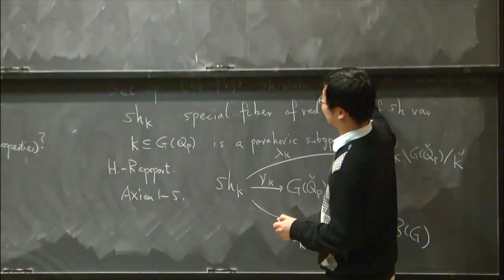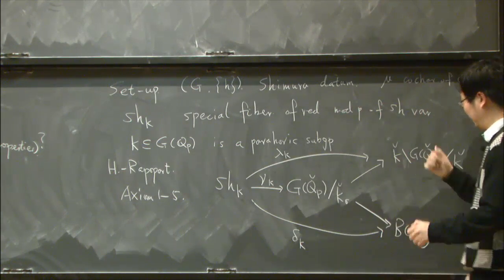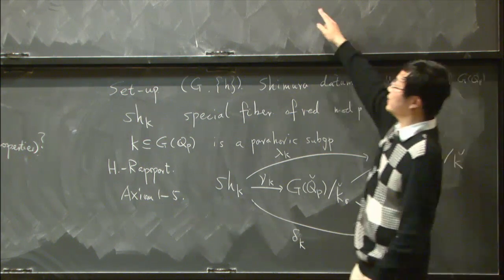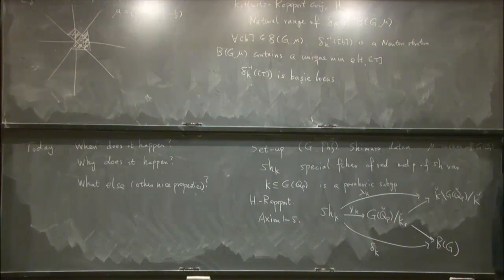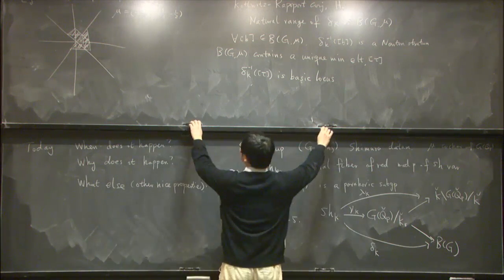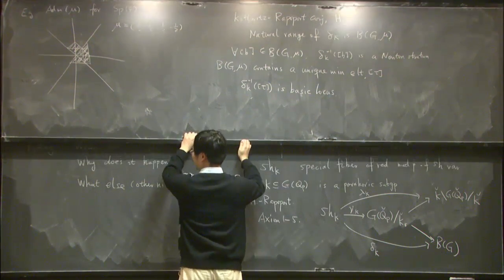OK. So now we have this map, and we have the two stratifications of the special fibers of the Shimura variety. And of course, when one wants to think about this, a very fundamental question is whether or not they are non-empty. Well, so we have this axiom 1 to axiom 5 here.